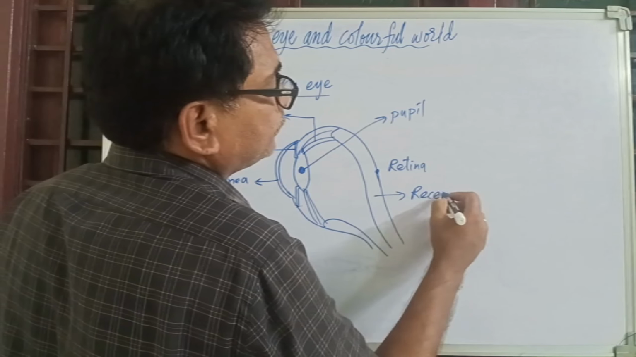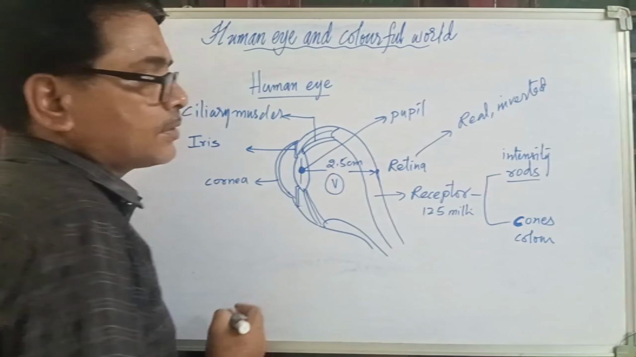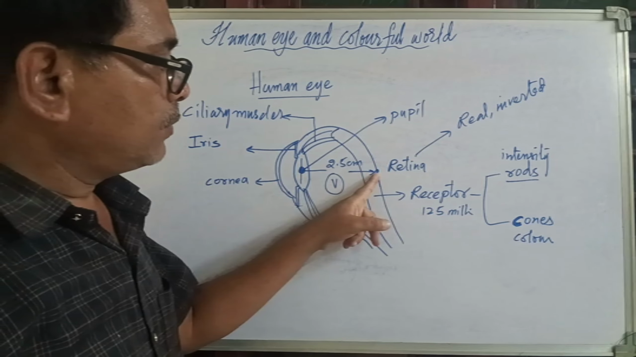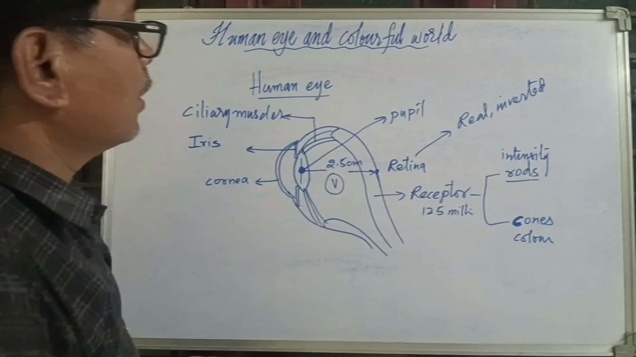Now the image that falls on the retina has a characteristic: it is real and inverted. This information is sent to the brain through these receptors, and it is again made erect. The distance between the eye lens and the retina in your eye is 2.5 centimeters. We call it the image distance, since the image is falling over here, and it is nothing but the focal length of an eye. This is something about the human eye.